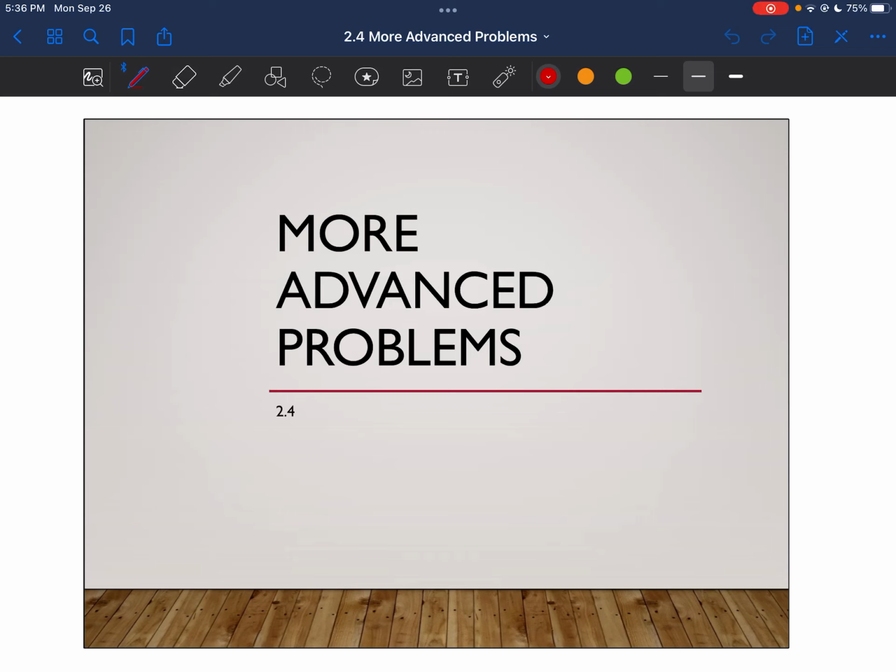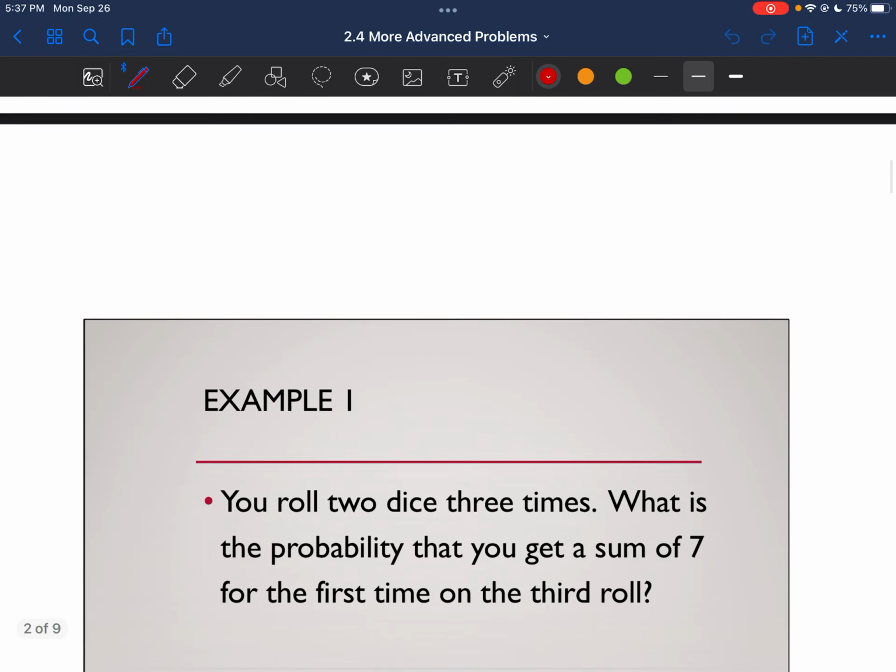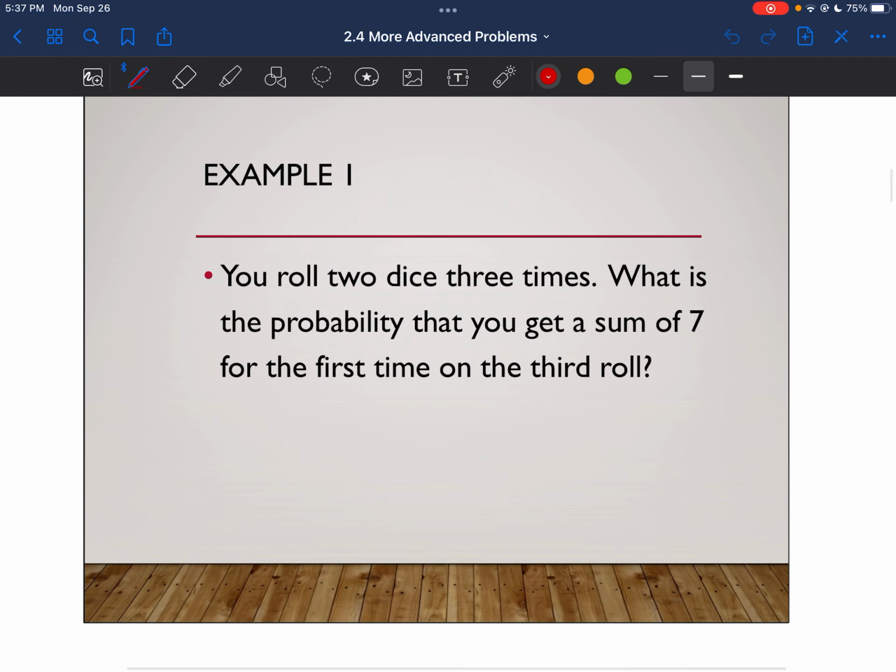Hey everybody, in this video we're going to go through some more advanced probability problems. We're just going to include pretty much everything we've talked about in this course up until now, in this unit. And so the first problem, we're going to roll 2 dice 3 times.